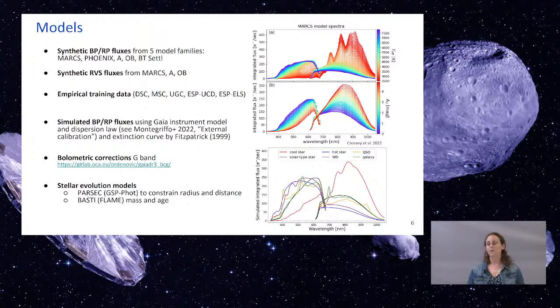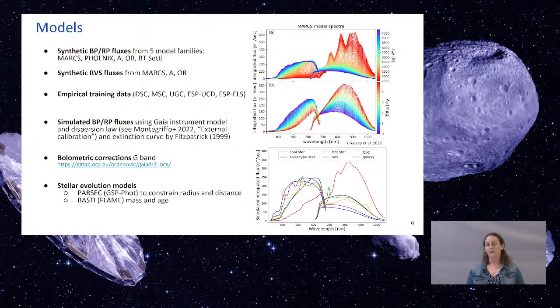And then we use simulated BP-RP fluxes. So we take into account the Gaia instrument model and the dispersion law, along with the extinction curve by Fitzpatrick. On the right panel, at the top, I'm showing how the simulated data, so not the simulated spectra, not the data, vary as a function of temperature and extinction.